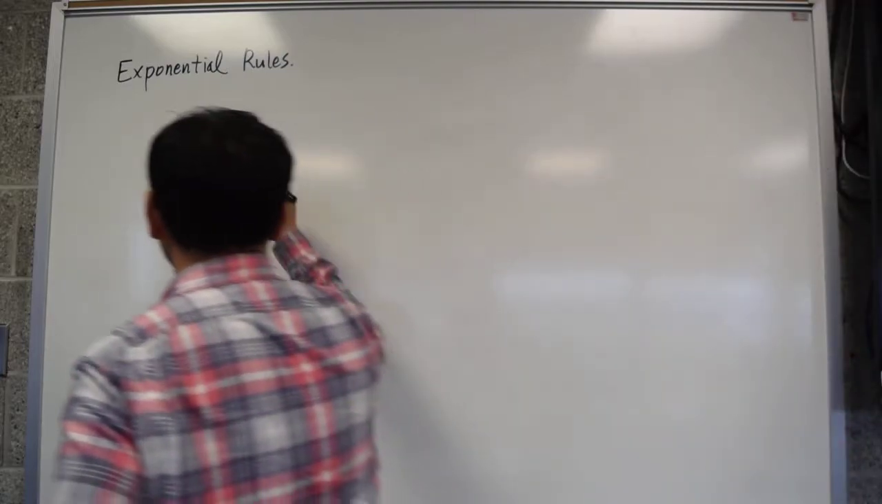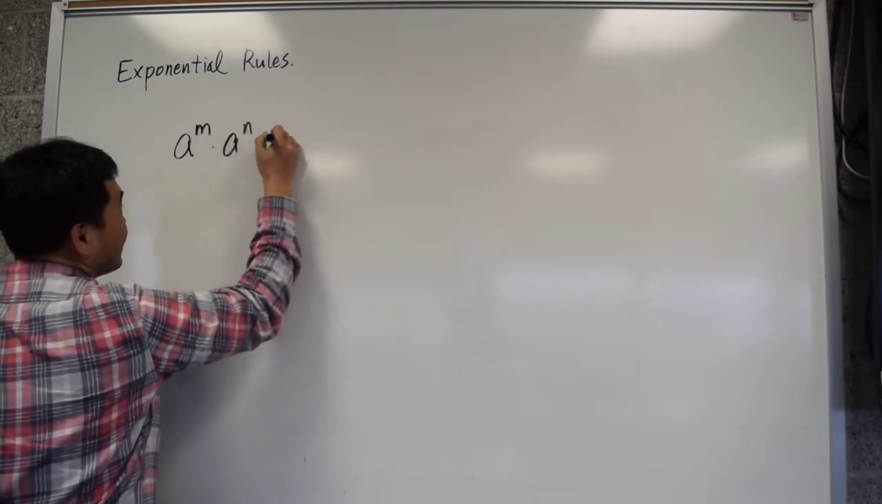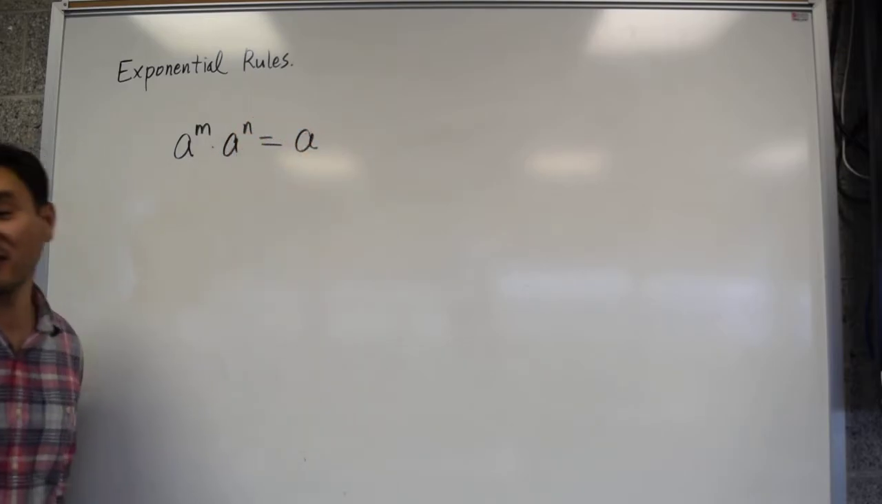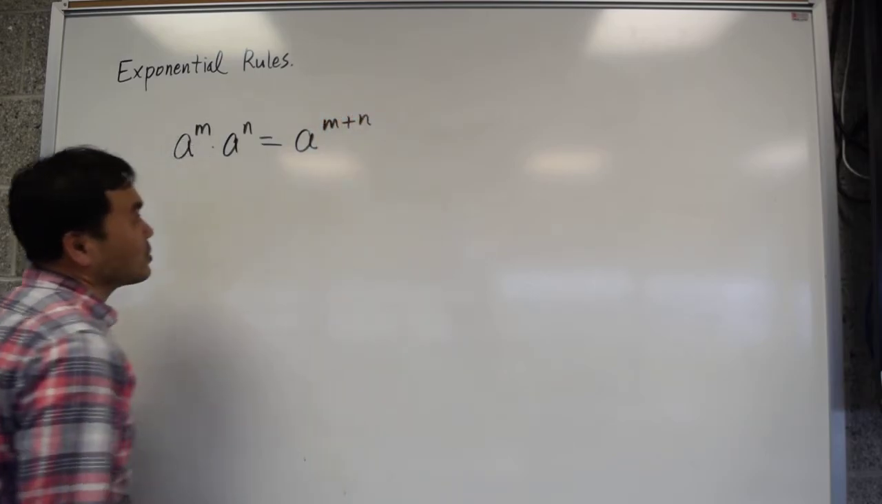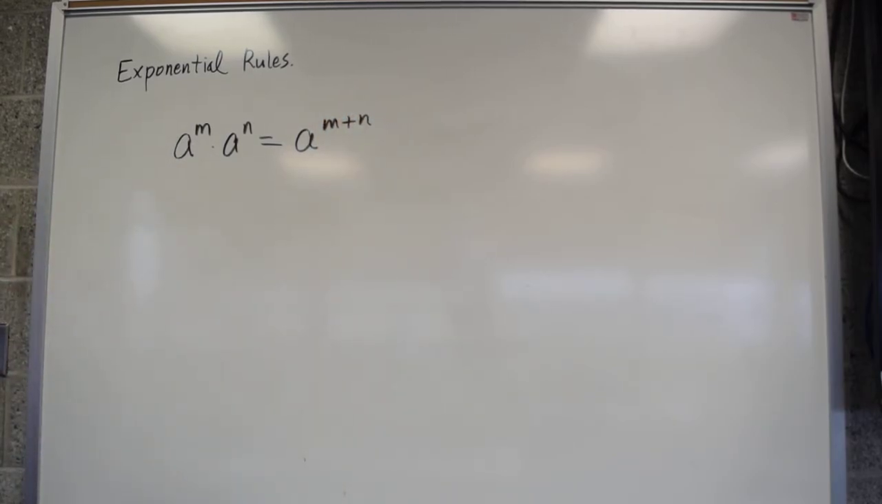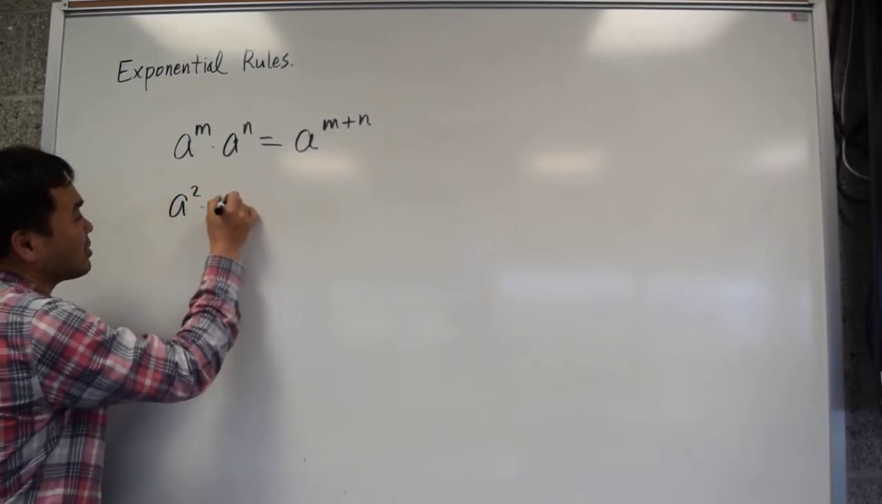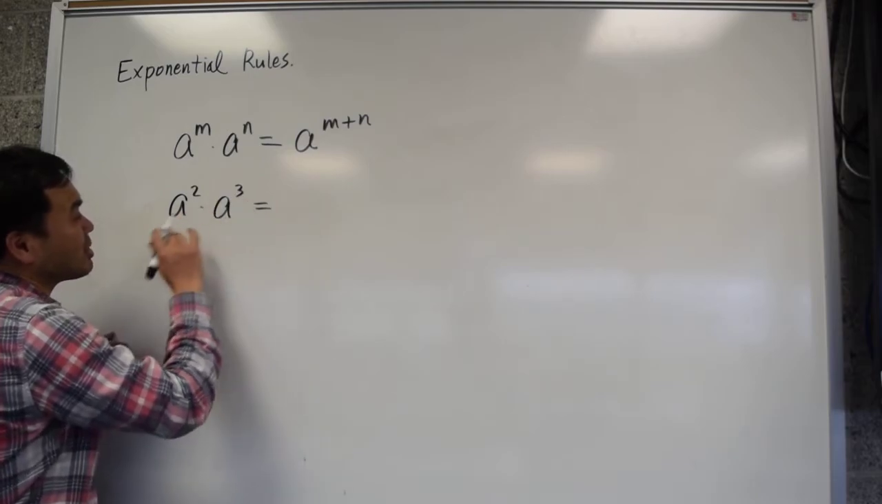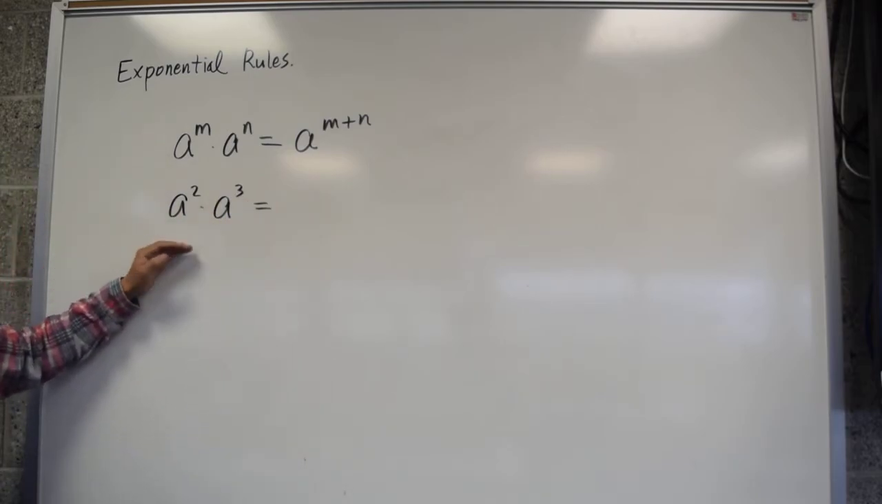Exponential rules: a to the m times a to the n is what? M plus n. Okay. So I like that many of you were able to recite this, but can somebody explain to me why this is true? By example. Okay, so let's say a squared times a cubed. Why is this the same as a to the fifth power? Not using this rule. Can you explain why this is?